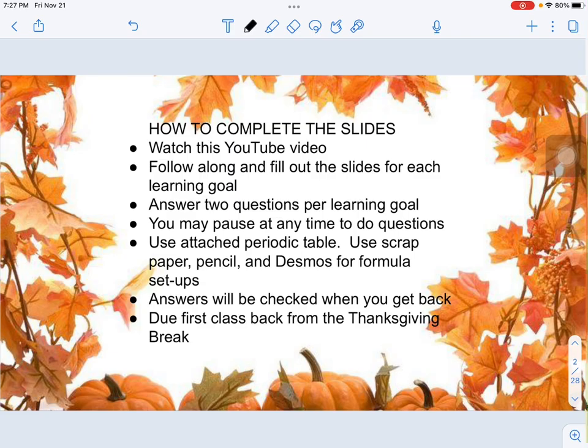You always need a periodic table that's been attached to the Google assignment. At home, you want to use a scrap paper and pencil in order to set up your problems where it's required, and need to use your Desmos calculator when it's time to do math.